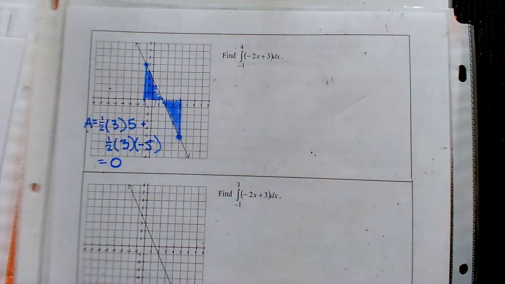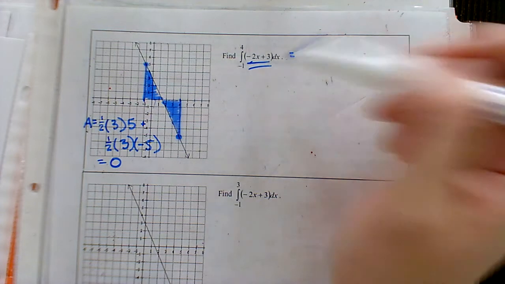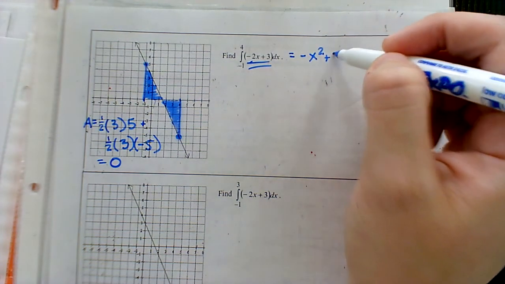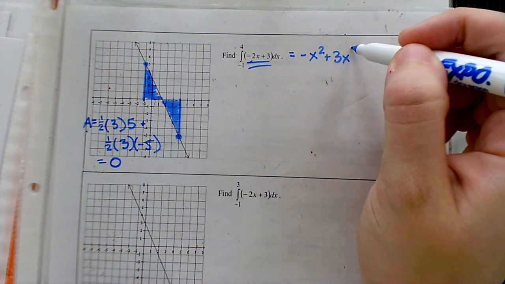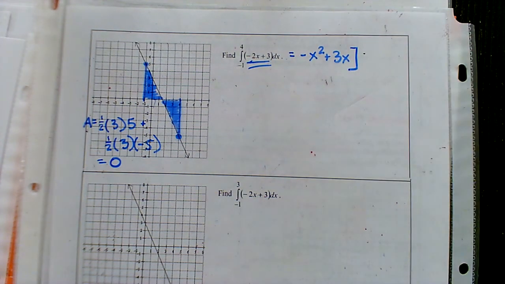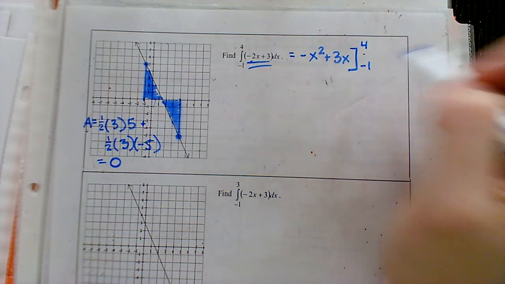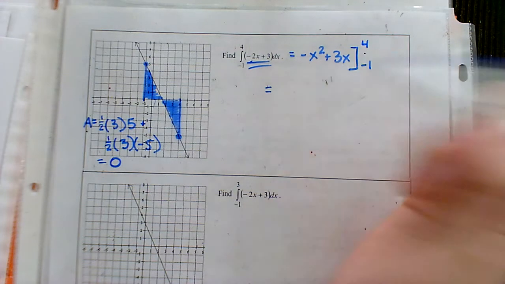Let's see if we can get the same thing using calculus. So antiderivative, if we were to work backwards from that function, we would have the same negative x squared plus 3x. You don't need the plus c because you know the bounds, but I highly recommend drawing in that bracket and rewriting your bounds for -1. From here, it's just top minus bottom. It's plugging in numbers, evaluating, adding things together.